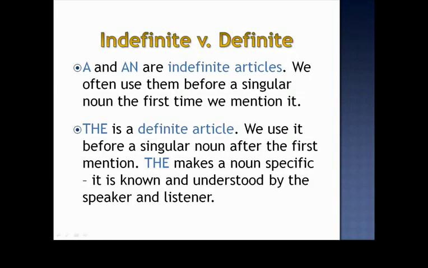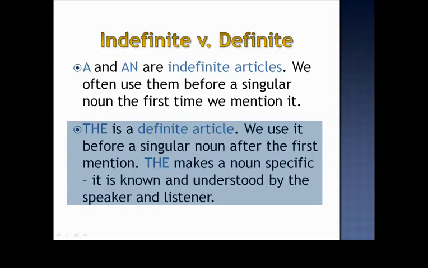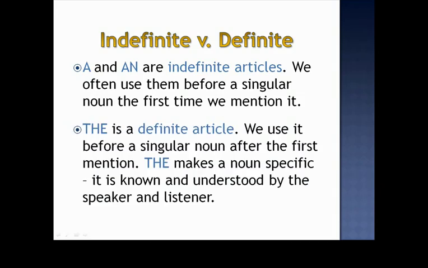Let's begin to talk about how the indefinite and definite articles are different. A and an are indefinite articles. We often use them before a singular noun the first time we mention it. The is a definite article. We use it before a singular noun after the first mention. The makes a noun specific. It is known and understood by the speaker and listener. So one very big difference between indefinite and definite articles is that the definite article the is used in a specific sense for a specific reference.